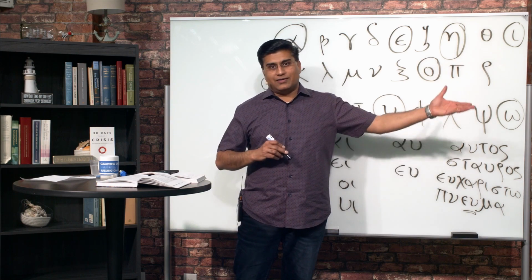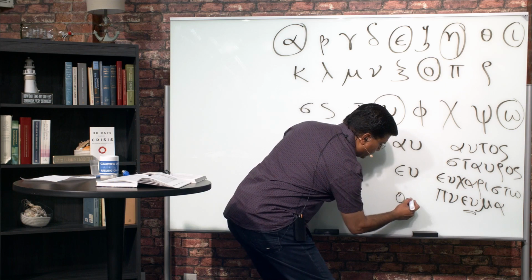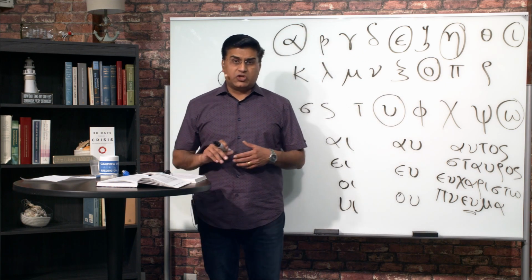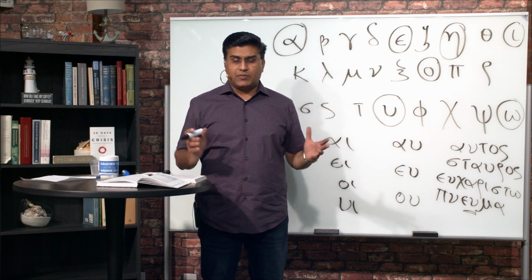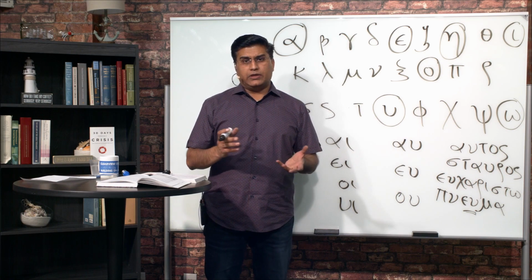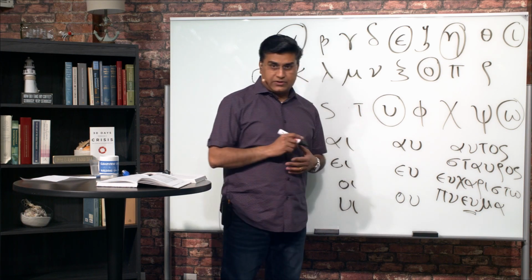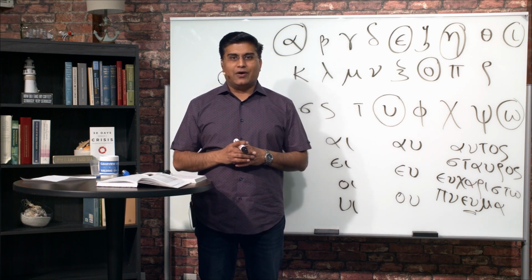And finally, this one, O and U, or omicron upsilon. The pronunciation, whether it's classical Erasmian or modern Koine, is the same. It's like the OU in soup. U is the pronunciation for that diphthong. So this concludes our session on diphthongs.